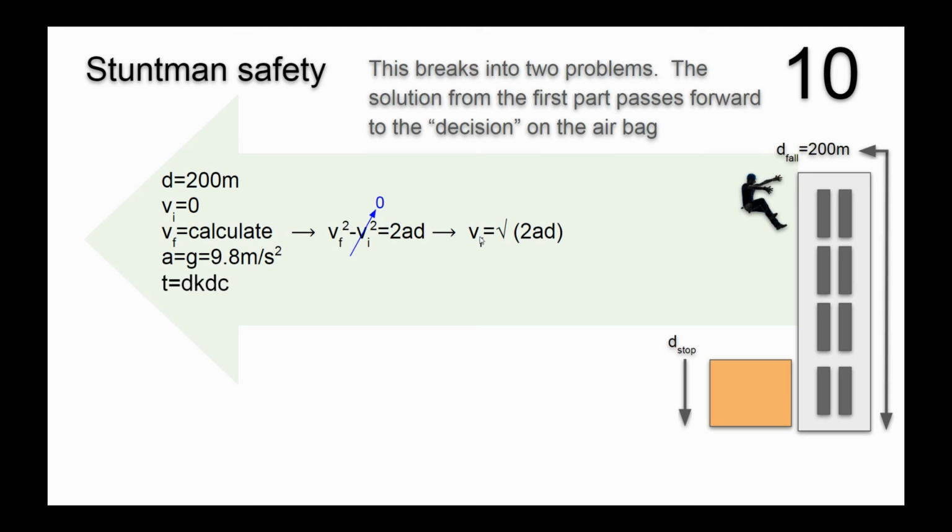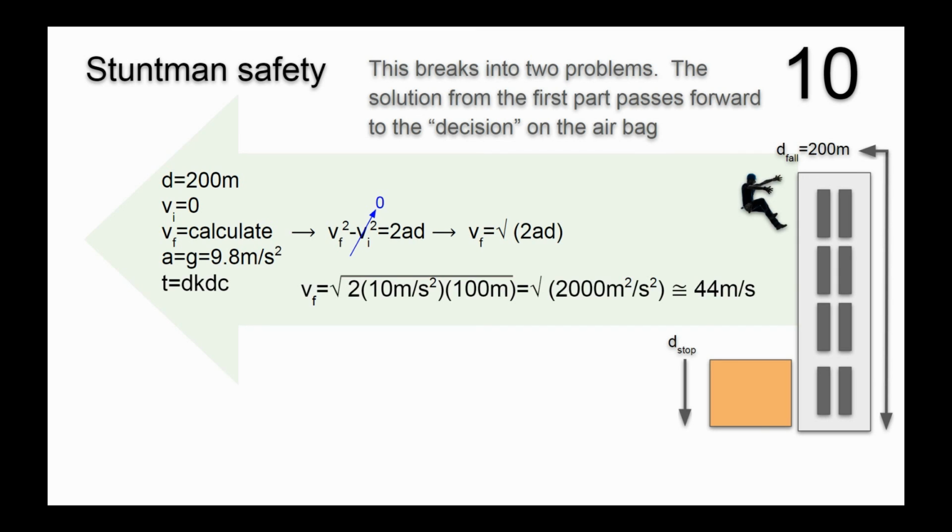So we set up an equation. We know the height of the tower and he's falling. We don't know and don't care about time, allowing us to use this dear friend again. And when we're done, we get VF as the root of 2AD. We plug all our numbers in, and he hits the airbag at 44 meters a second. Problem is over. Now at this point, a new problem begins.